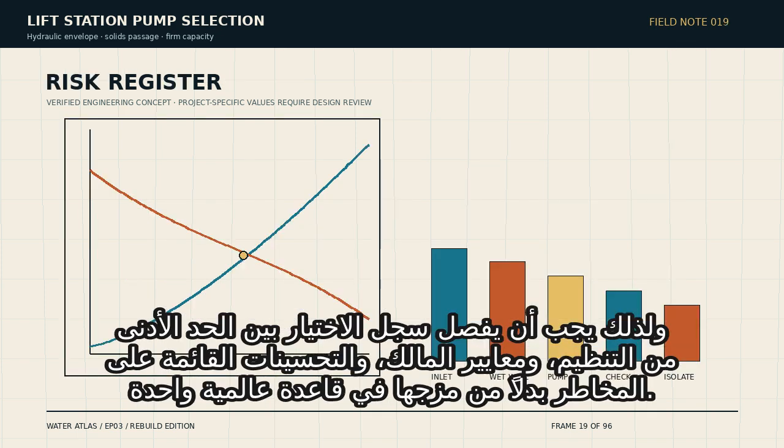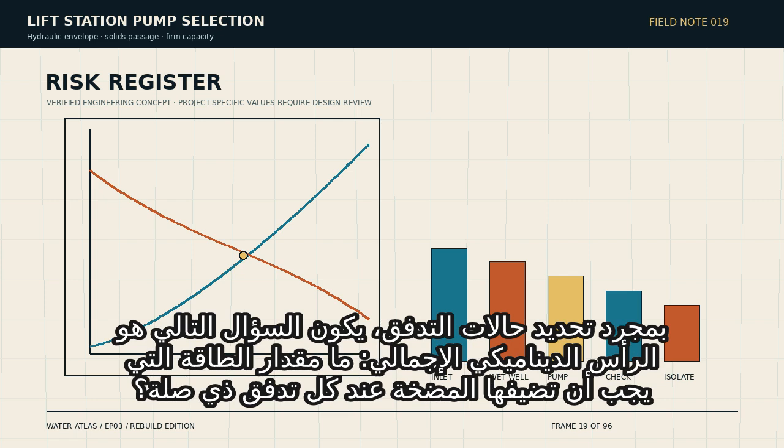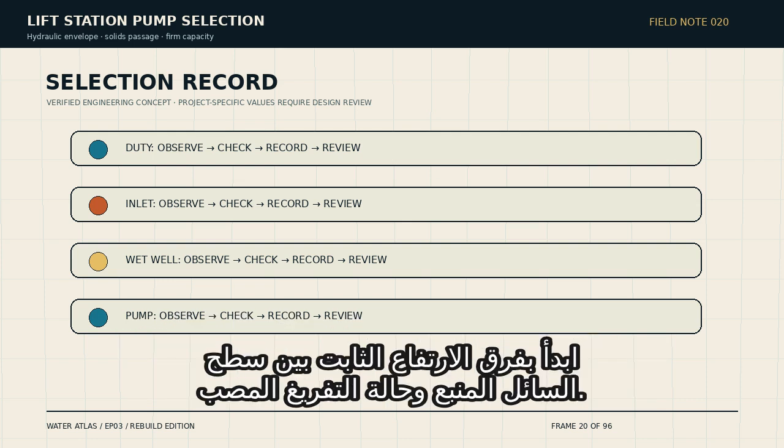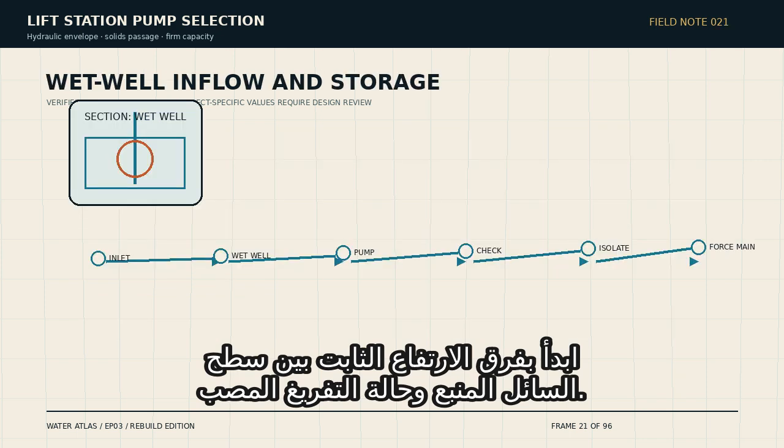How much energy must the pump add at each relevant flow? Begin with the static elevation difference between the upstream liquid surface and the downstream discharge condition. Then account for distributed friction in the pipe and force main, plus losses through fittings and valves. Conceptually, the system curve adds static head, friction loss that changes with flow, and minor losses through fittings and valves.